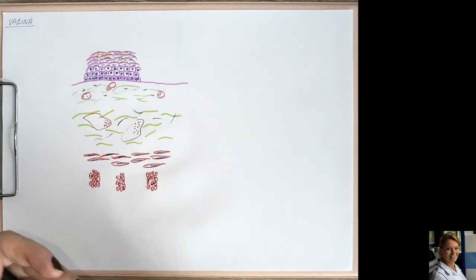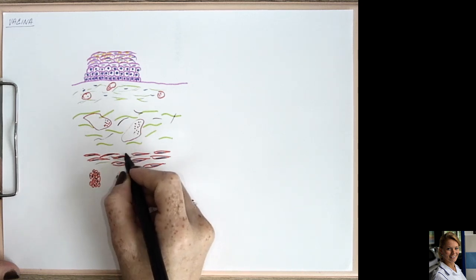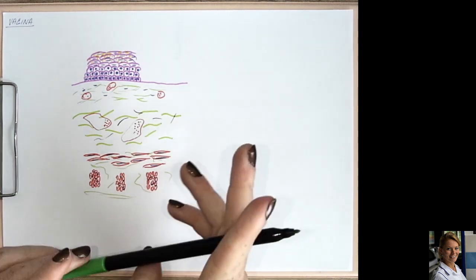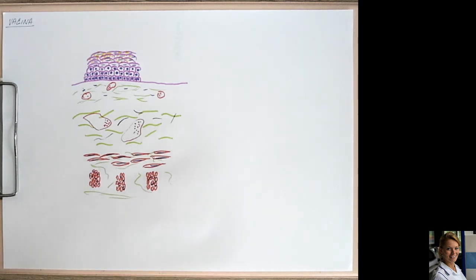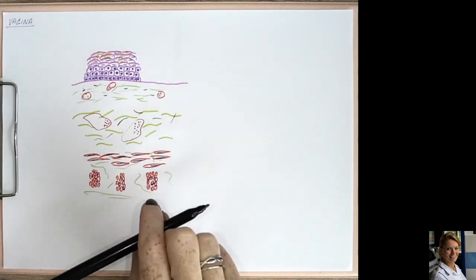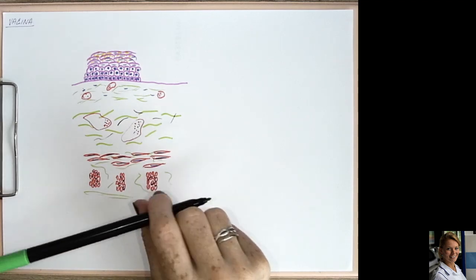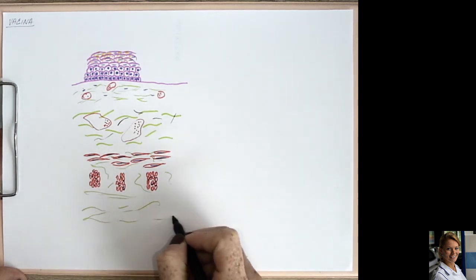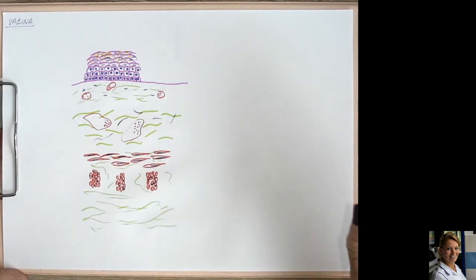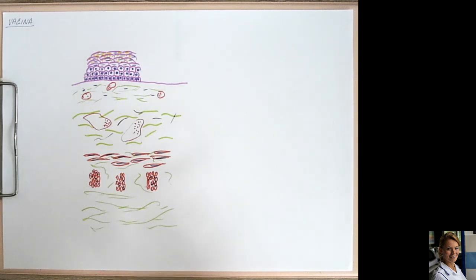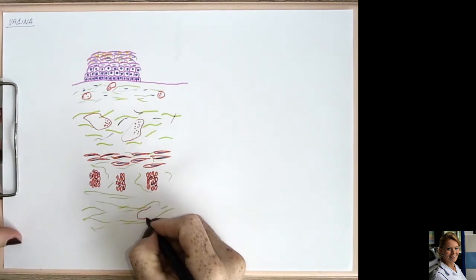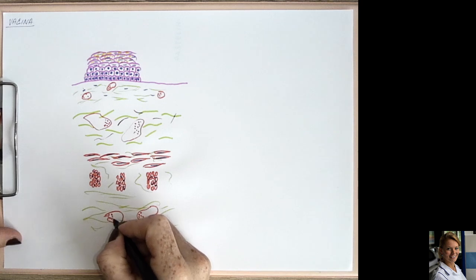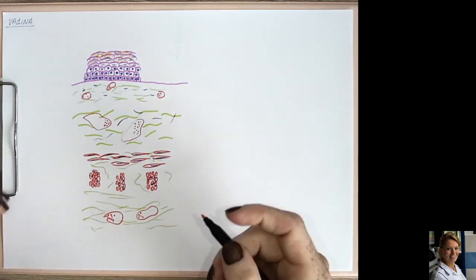Between the smooth muscle cells, there are collagen fibers. And the last layer is tunica adventitia from loose connective tissue with vascular plexus and nerves. So also blood vessels and some nerves.